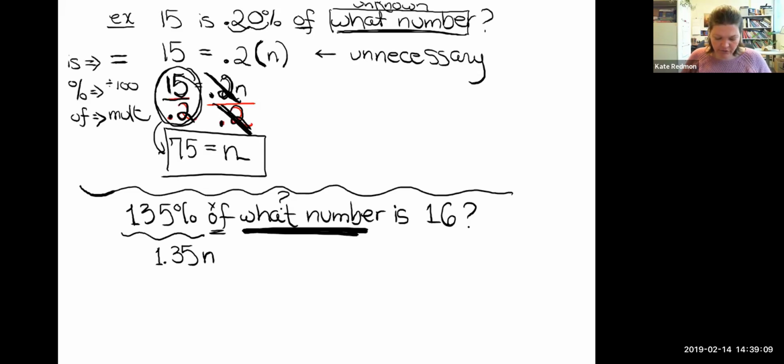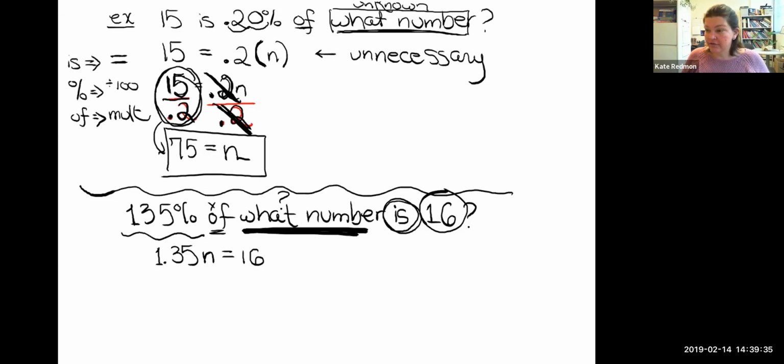Cool. Next thing I have is the word is. We said is meant equals. And then, of course, 16 is 16 in English or math. English or algebra, I guess I should call it. And there we go. I've translated an English statement into an algebraic statement. We've got an equation.